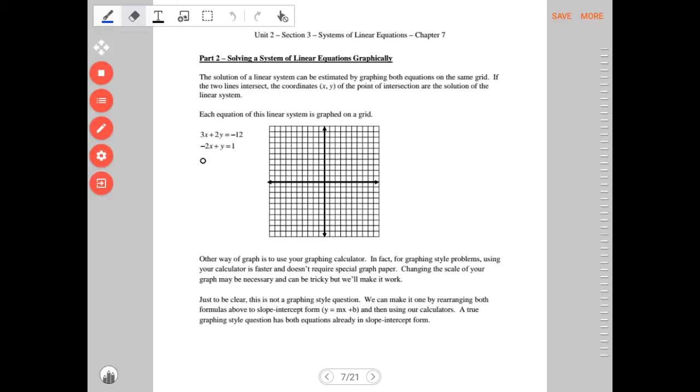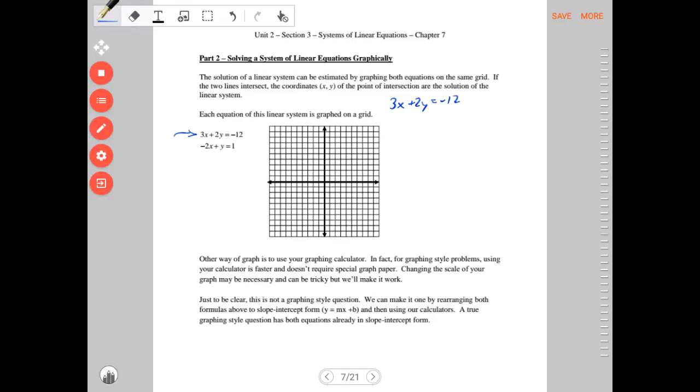We can turn these both into y equals mx plus b. Right now they're both in standard form. Okay, but remember, we learned how to graph standard form here in chapter 6, so we might as well just leave them as is. So 3x plus 2y equals negative 12.